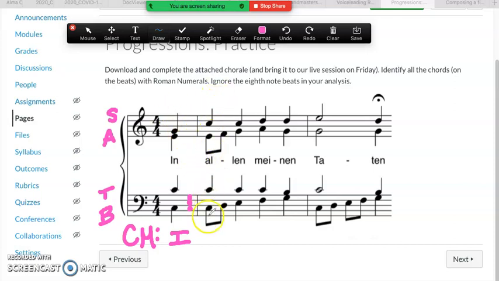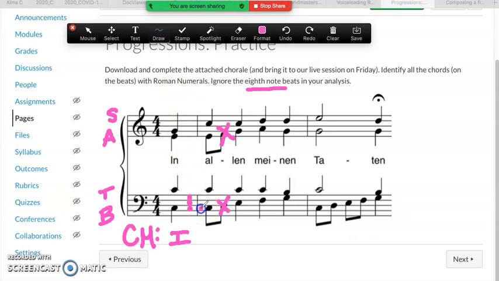So the next chord is a similar situation. Remember that up here in the instructions it says ignore the 8th note beats in the analysis. So I'm not going to worry about these notes, reason being we haven't quite gotten to them yet in terms of where we are in our course. Those are non-chord tones. They're actually called passing tones. And they don't make sense in the chord, so we can analyze without them for now.